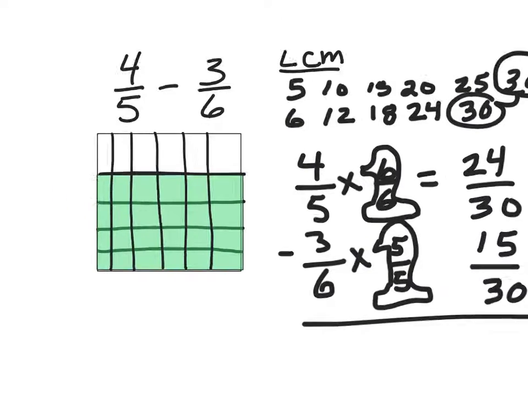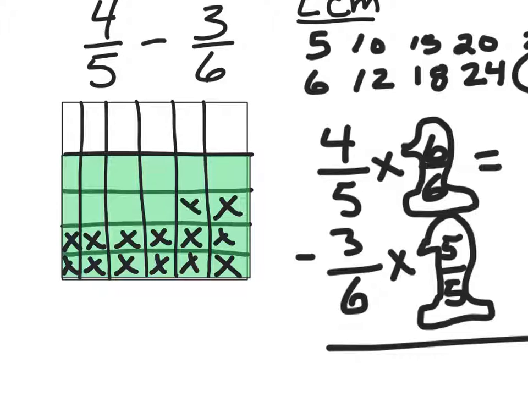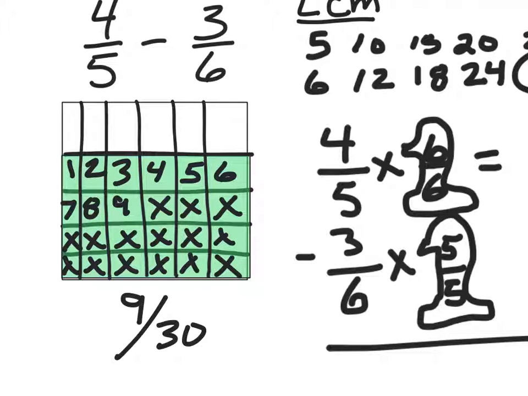So I'm going to enlarge this a little bit so I have a little bit more room. And let's go ahead and cross out 15 of those. So I've got 1, 2, 3, 4, 5, 6, 7, 8, 9, 10, 11, 12, 13, 14, and 15. So then these are what's left, right? So let's go ahead and count those up. So I got 1, 2, 3, 4, 5, 6, 7, 8, 9. I get 9 30ths. And that right there, my friends, is your answer, right?